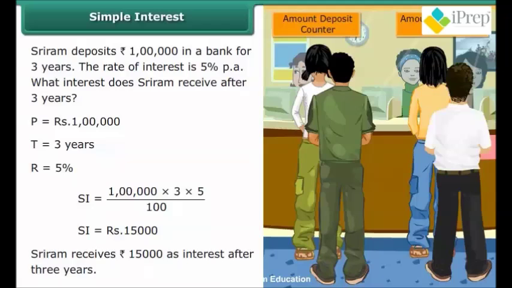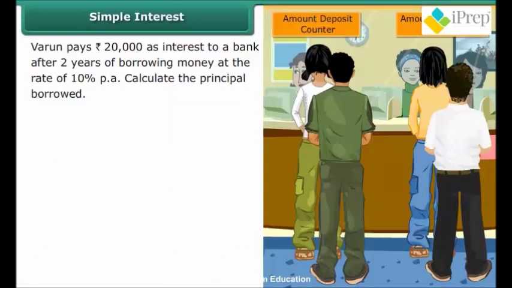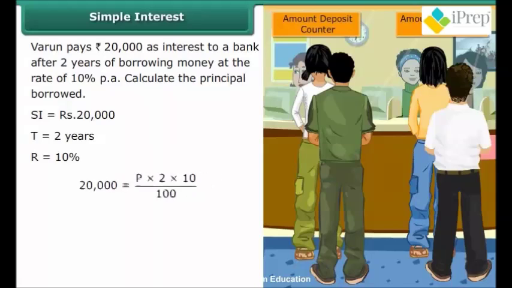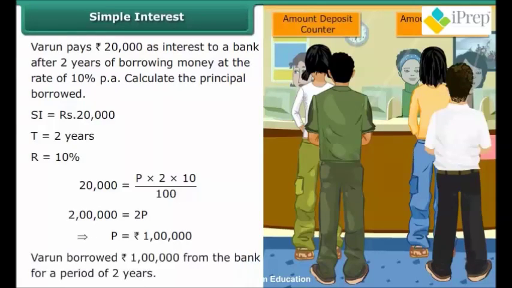Now look at the next example in which we will calculate the principal. Varun pays rupees 20,000 as interest to a bank after 2 years of borrowing money at the rate of 10% per annum. Calculate the principal borrowed. Here interest is rupees 20,000. Time period is 2 years and rate of interest is 10%. Now by substituting the values in the formula we get 20,000 is equal to P into 2 into 10 whole upon 100. By calculating it we get principal as rupees 1 lakh. Varun borrowed rupees 1 lakh for a period of 2 years.